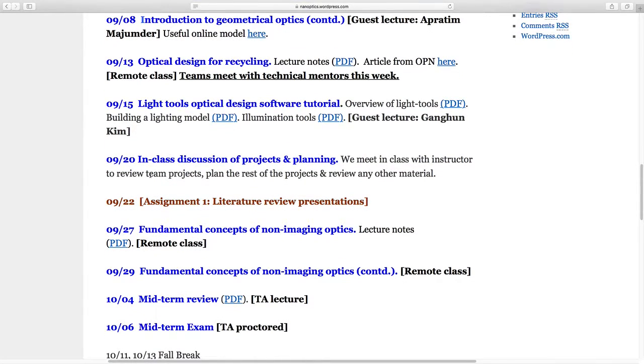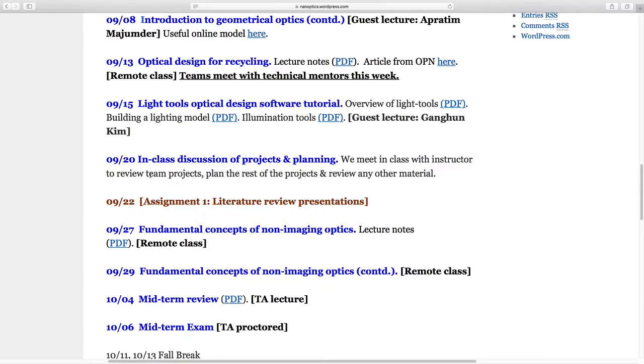September 20th, we will essentially have an open class. My goal there is to spend time with the project teams to make sure where you are on your projects, because I know it's the first assignment. I want to make sure there are no problems, or if there are any other questions and concerns, we'll spend some time.